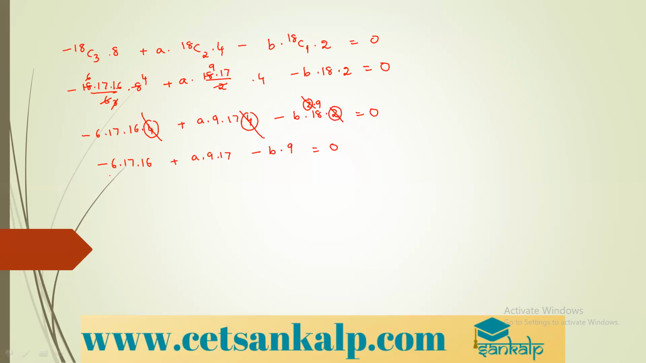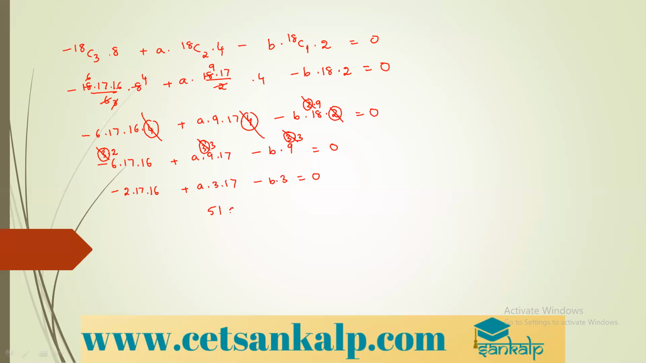Now we can't take anything common except 3, that is for sure. So 3 into 2 I will write, I will take 3 common. This 3 into 3 I will write, I'll take 3 common. 9 also I'll write 3 into 3 and I will take 3 common and cancel everywhere. So what I have? Minus 2 into 17 into 16 plus A into 3 into 17 minus B into 3 equal to 0. This is what I have.